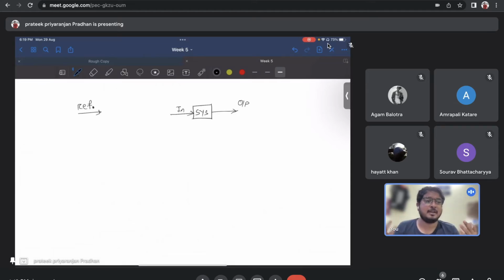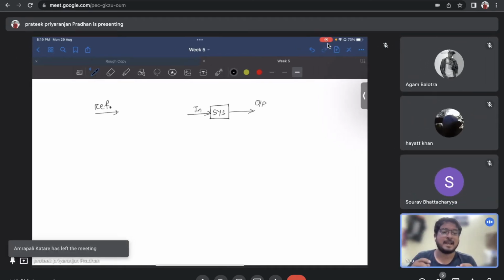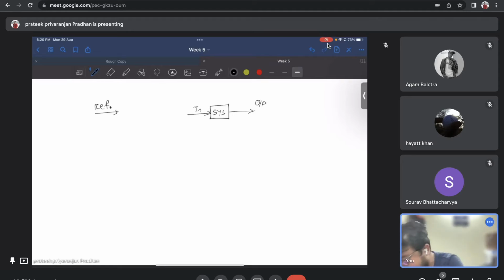Just as an example, in summer you are applying some AC, air conditioning, and you want your room to be at 20 degrees Celsius. That's the reference, and there is some output. It is not necessary that the reference and output match. That's why I explained earlier, using a diagram, why feedback is required. So I compare the output and the reference to get an error signal. This is reference minus output, and it is called the error.